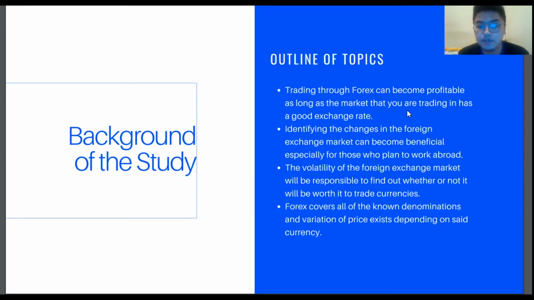Forex covers all the known denominations, and variation of prices exist depending on said currency. Not all exchange rates are equal. Like when you convert your pesos to yen and then yen to dollars, there will be slight differences in exchanging of the money. You have to be really careful whenever you trade your currencies, because there is always the risk of either losing money or even gaining money, depending on the exchange rate. I am Denzel John Simsuangco, and thank you.